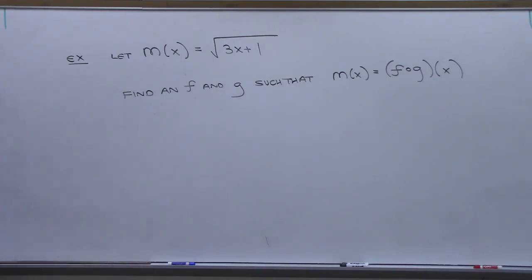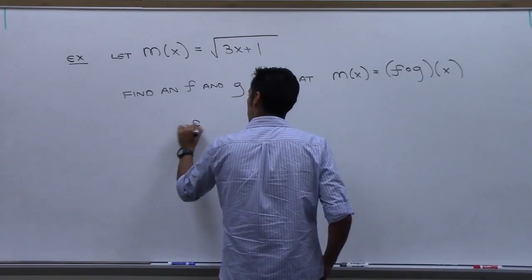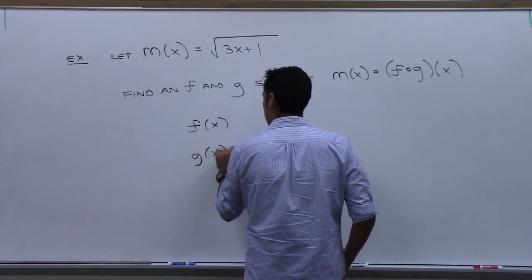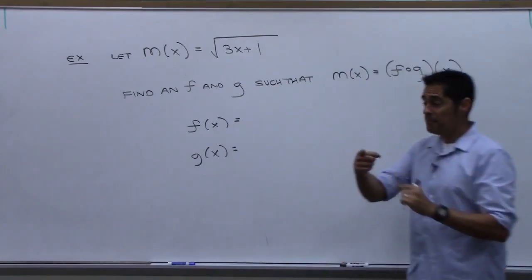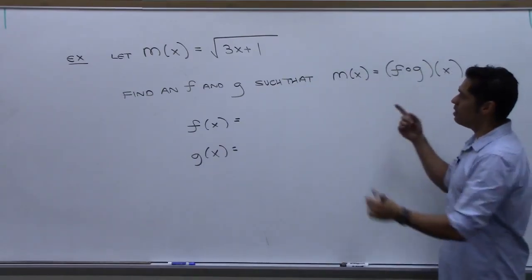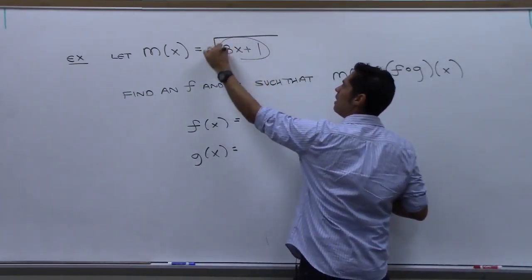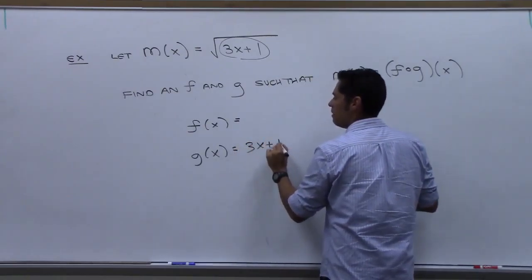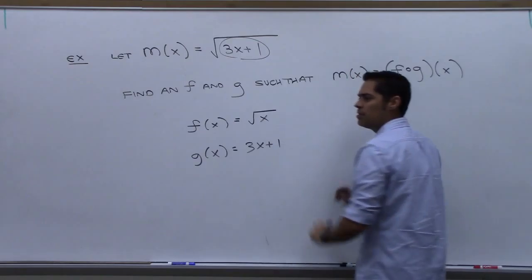So then g could be like 3x plus 1. I'm going to write down f of x and g of x, and then you're going to tell me what each one of them has to be. Okay, so g would be 3x plus 1, because you see that that's living inside of the square root. And then f is just the square root of x.